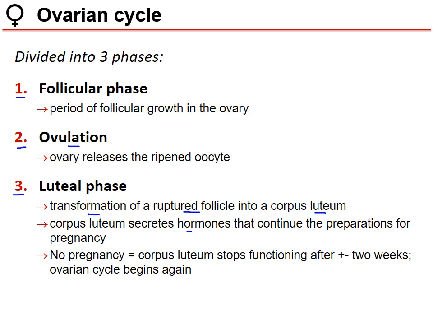So the corpus luteum will prepare the uterus for pregnancy, in case there is fertilization of this egg. But if there is no fertilization and thus no pregnancy, the corpus luteum will stop functioning after about 14 days. And then the entire ovarian cycle begins again, starting off with the follicular phase, the growth and development of the follicles.